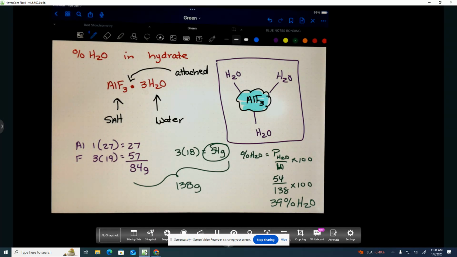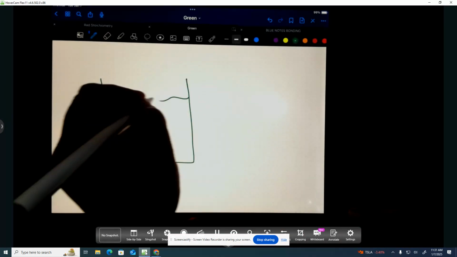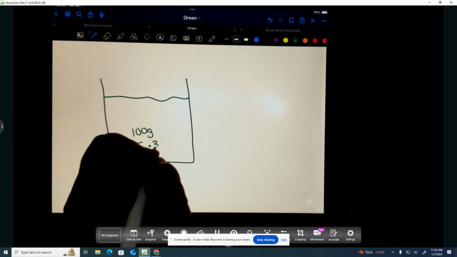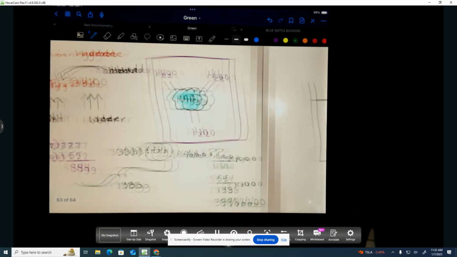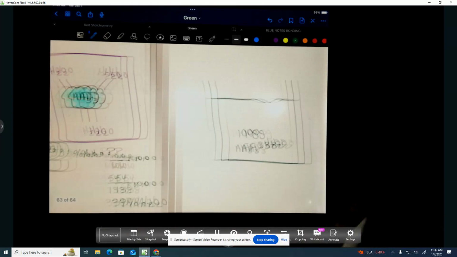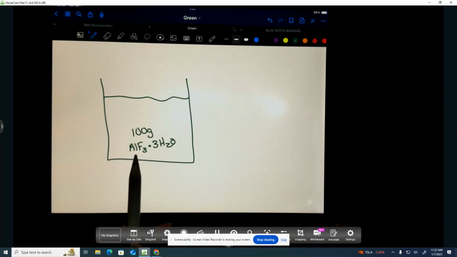Good? Okay. Now, I don't know if we did this yesterday, so just bear with me. Keep this in mind. Did I say if we have a bucket? Okay. And I put 100 grams of aluminum fluoride trihydrate in the bucket. How much of that stuff that's in the bucket is going to be water? 39%. So 39% of 100 gives you 39 grams, and then the rest is going to be the salt. Okay, so we're actually pretty good shape then.